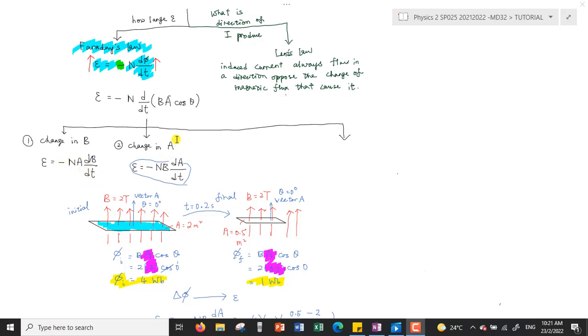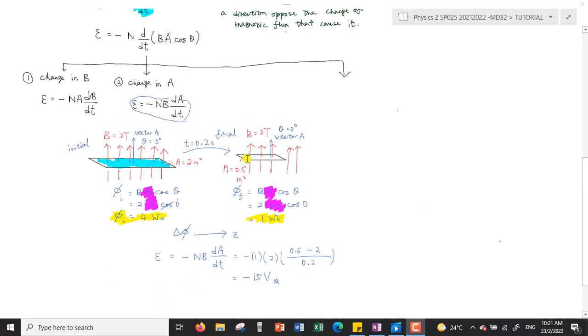And also we have the second way to induce EMF, whereby we change the area. We change the area with time. So we find out that as the area changes, the flux changes, so it will induce EMF. For this, we can calculate the EMF induced by using the equation negative NB dA over dt.